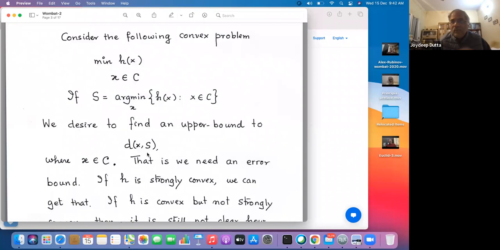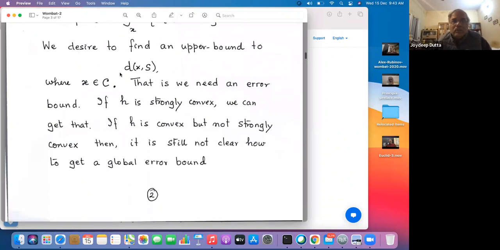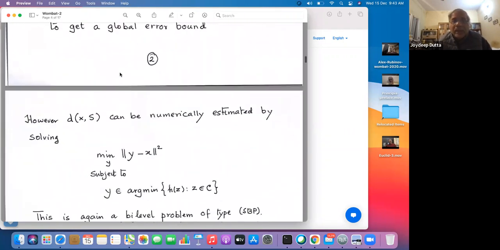So I have no clue, though I tried this a lot with John Borwein, and we could lift it to a higher dimension and then possibly get some idea. But otherwise, I have no clue how to do the upper bound for just when H is convex, not strongly convex or linear or anything. But I can numerically estimate it.